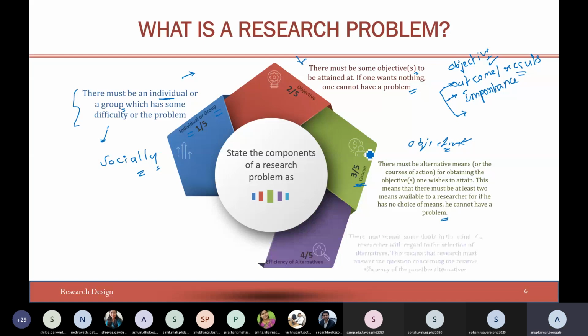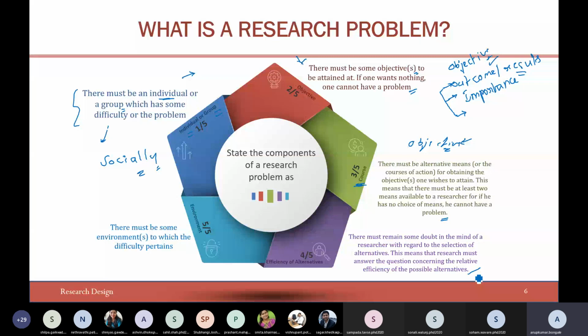Another important thing is the efficiency of alternatives. You have a couple of alternatives, but there must remain some doubt in the mind of the researcher with regard to the selection of alternatives. This means that the researcher must answer the question concerning the relative efficiency of possible alternatives. So you have multiple alternatives. You may think it can be implemented in this way, in another way, and so on. You should have how exactly you are going to judge the efficiency of the implemented strategies. So that also should be there.